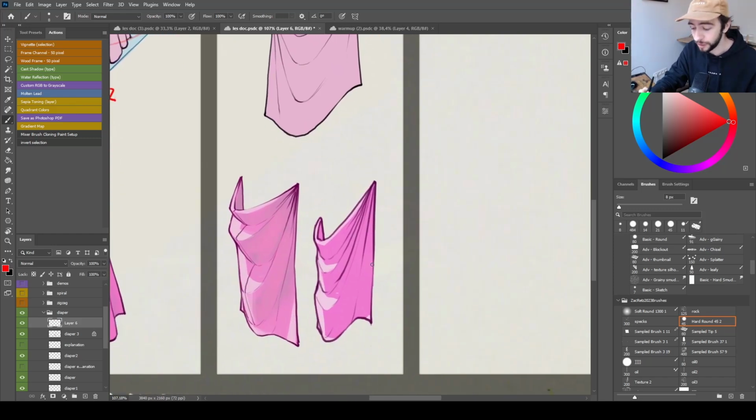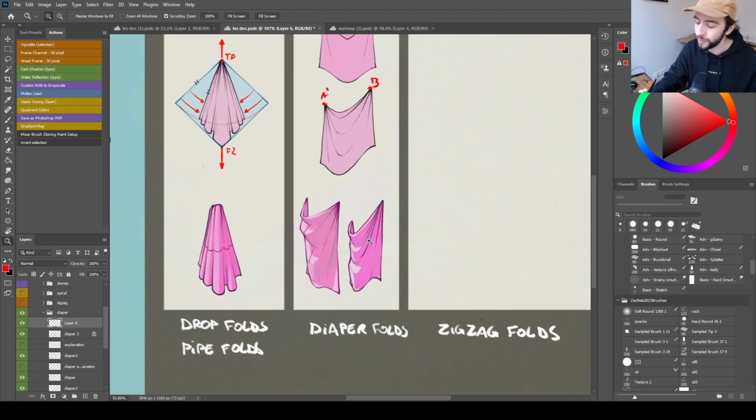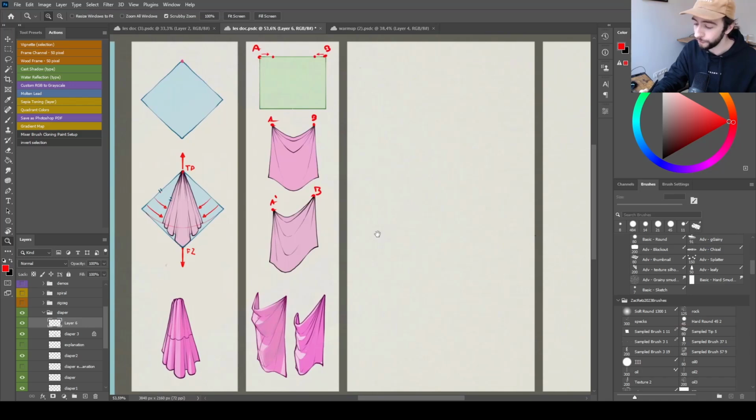Another important thing to keep in mind is these folds are also three-dimensional. So that means we're going to get a very specific cross-section where the folds go outwards and inwards again, and then outwards again and inwards again. So it's not a two-dimensional shape, it's a three-dimensional form, and that's a very, very important thing to keep in mind.